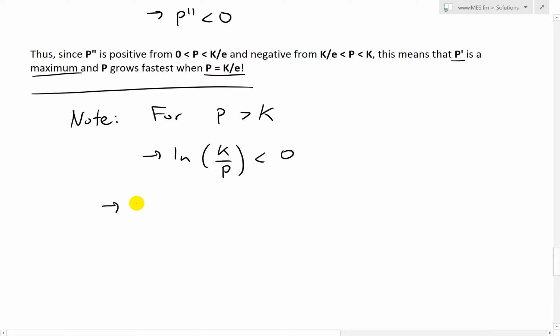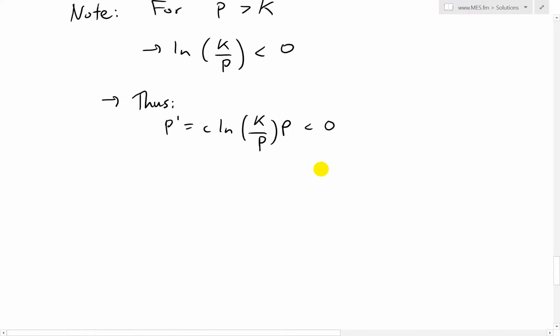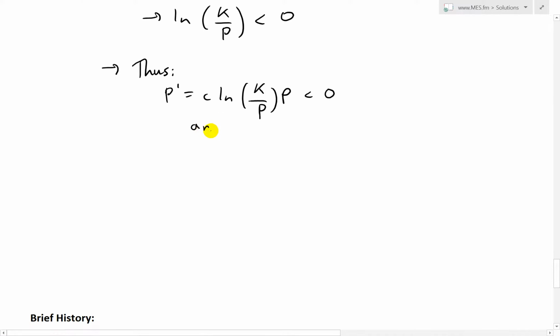So if it's less than 0, thus what we end up having is the first derivative p prime, which equals c ln k over p times p. Then this inside is less than 0, so this means p prime is negative. So the growth rate is decreasing. In other words, the function, or the population, is decreasing.